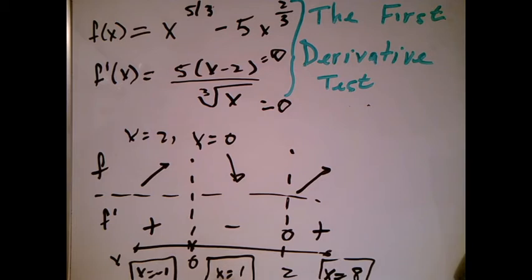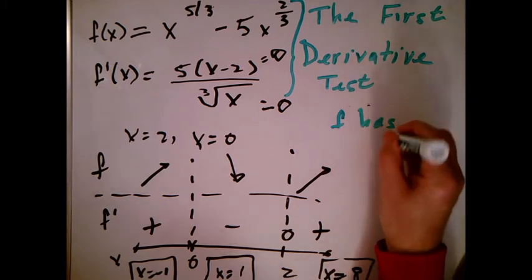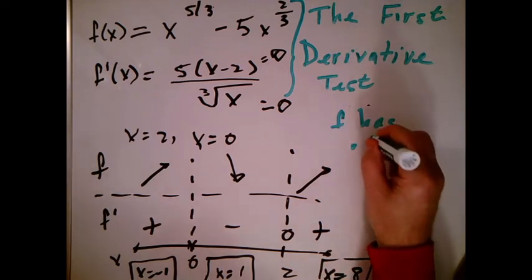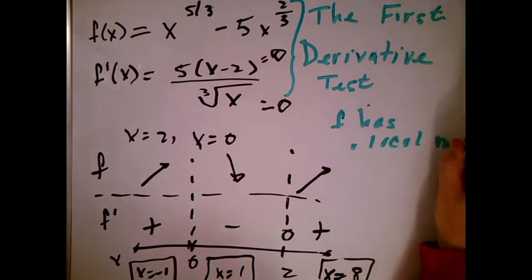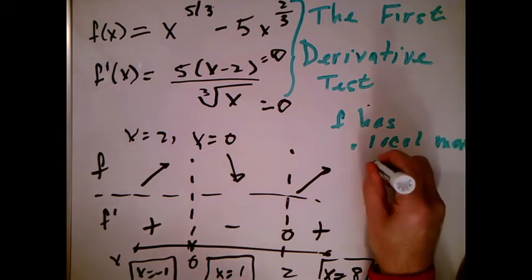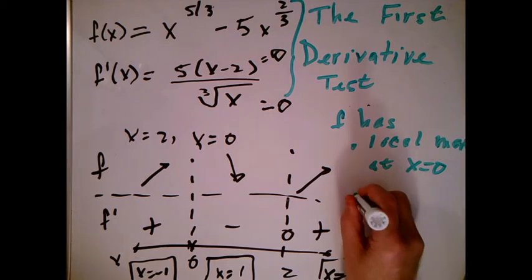Now, I'd like to say that f has a maximum at 0, but way to the right, it might go way up there. So I can't say it's a maximum. What they call it is a local maximum, which means it's higher than any point that's close by. And so we'll say f has, how about a dot, a local max at x equals 0. And the sign chart just tells us that.